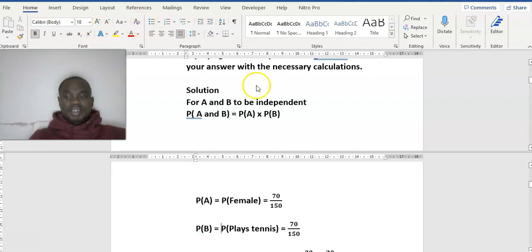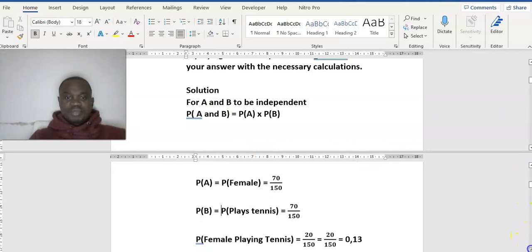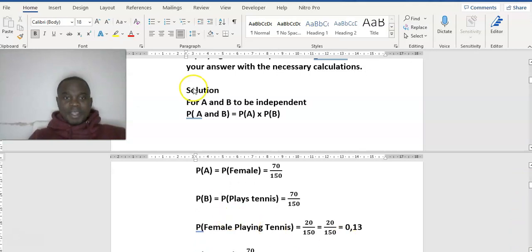Okay. Now we said the probability of A and B should be equal to the probability of A times the probability of B. So what is the probability of A and B? It means those who play tennis and are female, or those who play tennis and are male. We are only using female. So here, the probability of A and B is going to be those who are female and play tennis, which we had as 20 over 150. We got it from the contingency table.